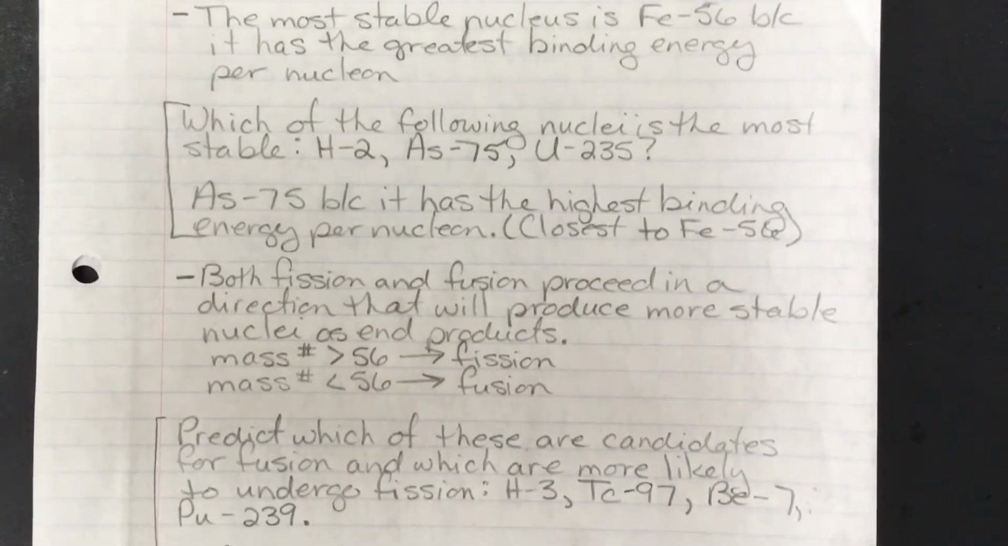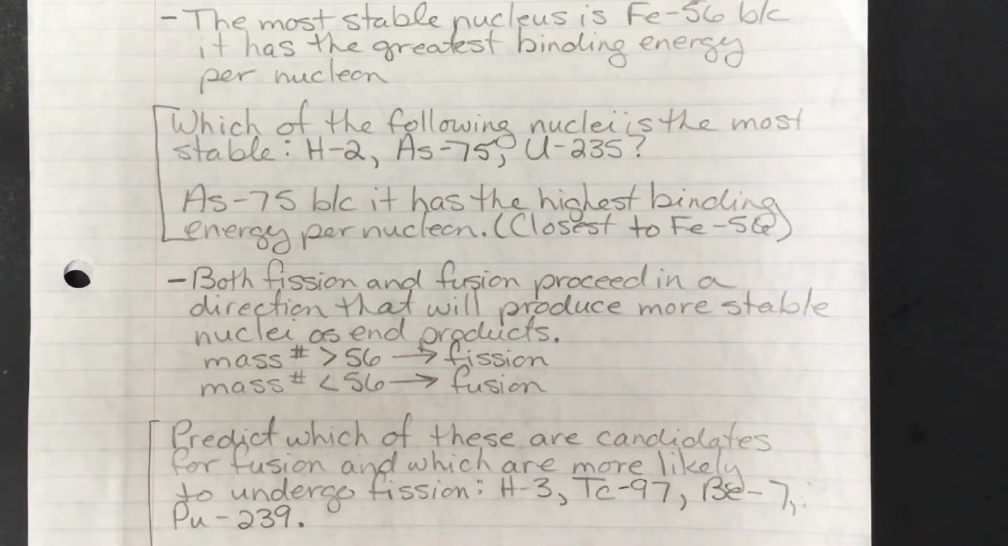So we can answer a question like this. Predict which of these are candidates for fusion and which are more likely to undergo fission. Hydrogen-3, technetium-97, beryllium-7, or plutonium-239. So go ahead and take a few seconds to copy that down.